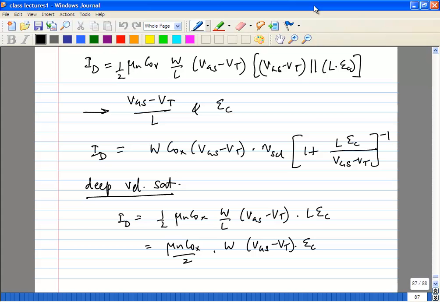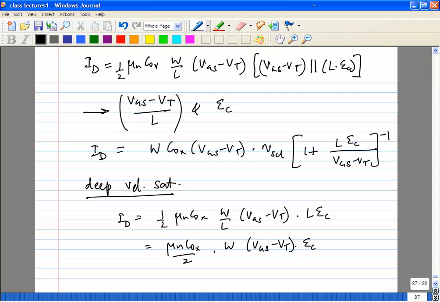So one point to consider in yesterday's lecture: we found that short channel effects predominate when you compare (VGS minus VT) over L and EC. That could happen for a transistor of any length on any process. Some of you had a couple of questions about it yesterday after class.